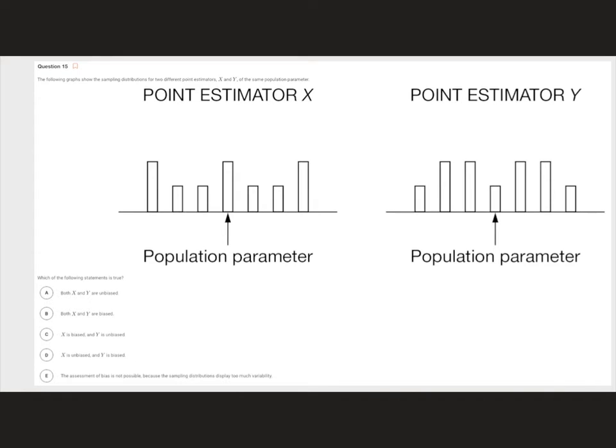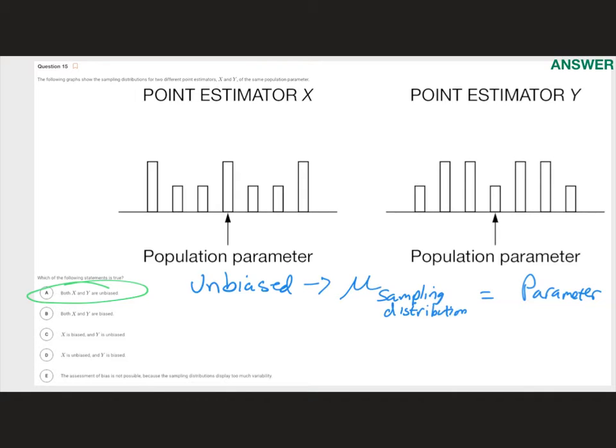All right, first question. The following graphs show the sampling distributions for two different point estimators, x and y, of the sample population parameter. And then they ask you to find the true statement. If you look at statements A through E, most of them involve bias, so it's good to review what biased or unbiased means. Unbiased means that the mean of the sampling distribution is equal to the parameter.